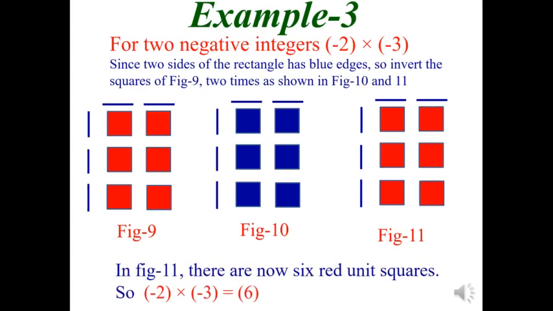So in figure 11 there are 6 red unit squares. That means one red unit square represents +1. So -2 into -3 is equal to 6. So our answer is 6.